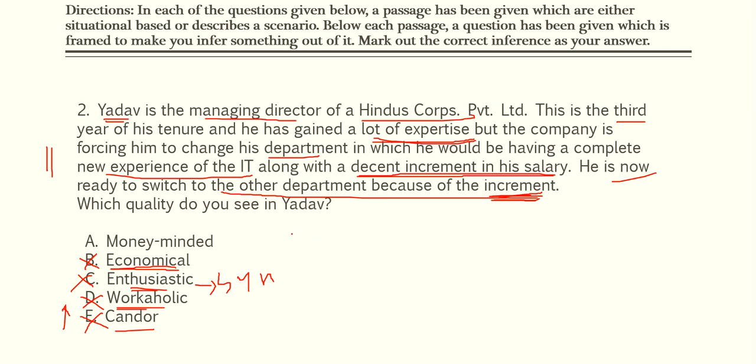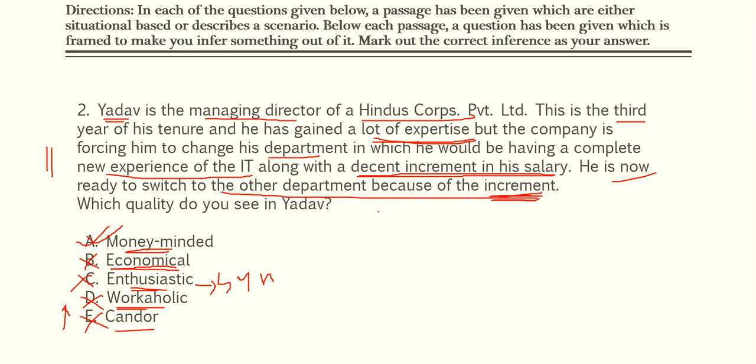Now, we can say Yadav is money minded. Yes, we are only left with option A. No other place to go. Still, let us have a look at the meaning of money minded. Money minded means someone who is always interested in money, and always interested in getting money or saving it.